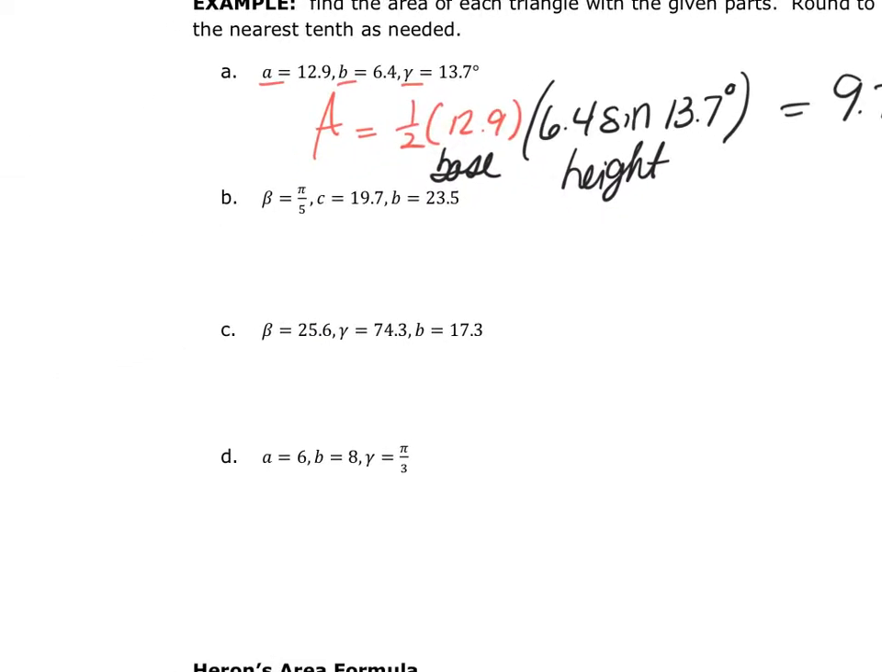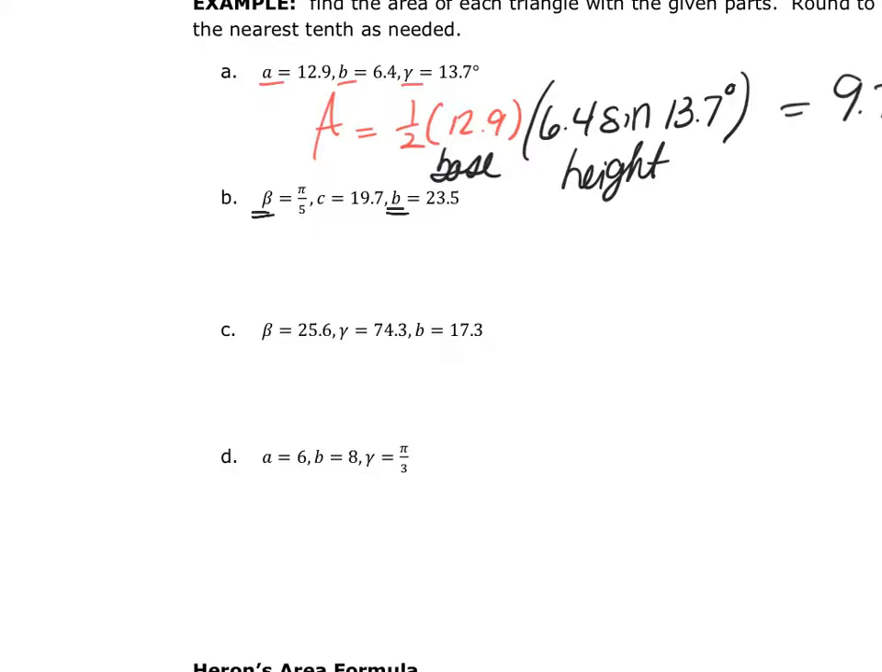Now, I take a look at this. I have beta and I have B. I need to do one extra step. I need to either find alpha or I need to find A, because what I need is two sides and the angle opposite one of the other sides not given. So I either need to chase down alpha or I need to chase down A. What do you all want to chase down?